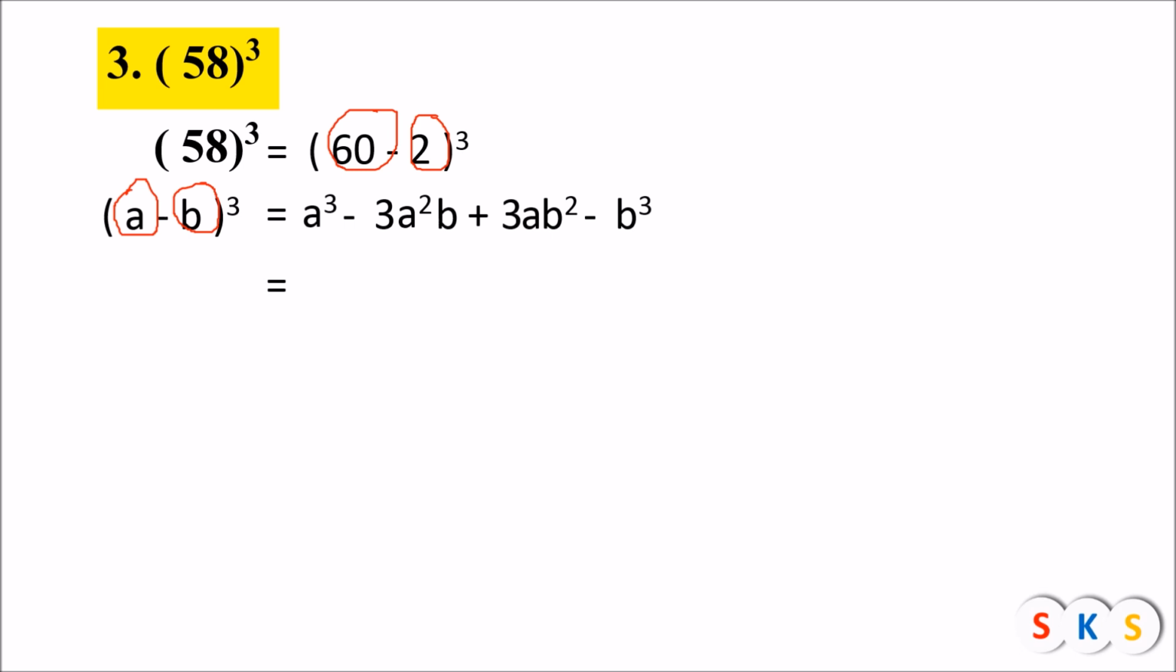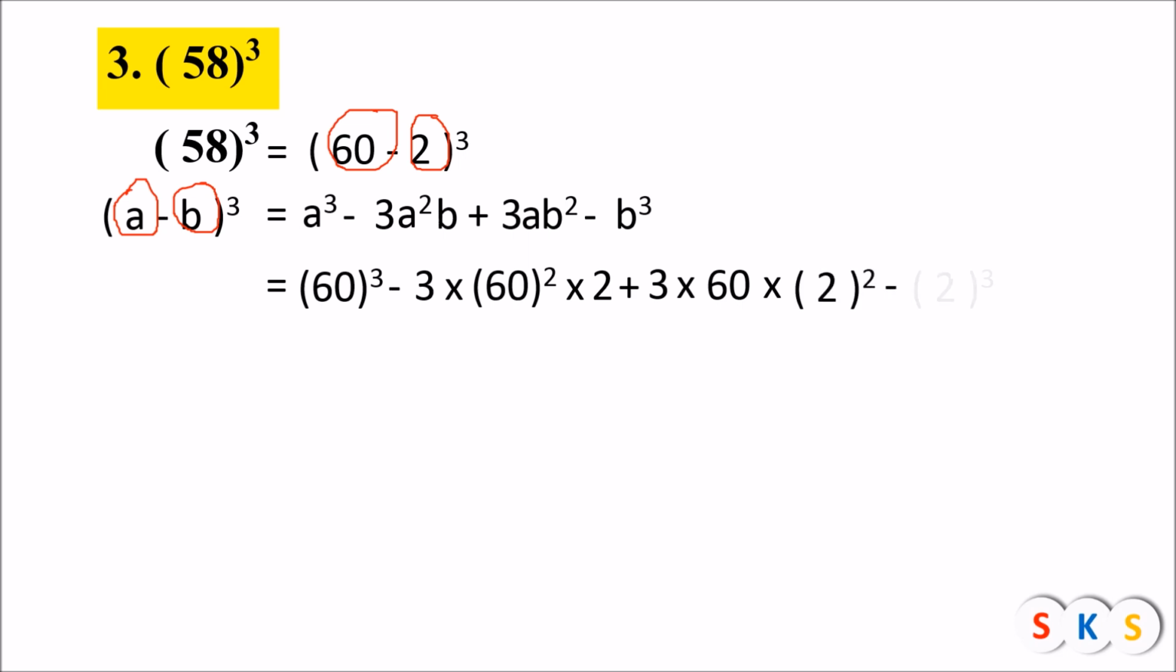And what is a here? 60. 60 the whole cube, minus 3 into a square. What is a? 60. So 60 square into b, that is 2, plus 3 into a, that is 60, into b square, that is 2 square, minus 2 the whole raised to 3.